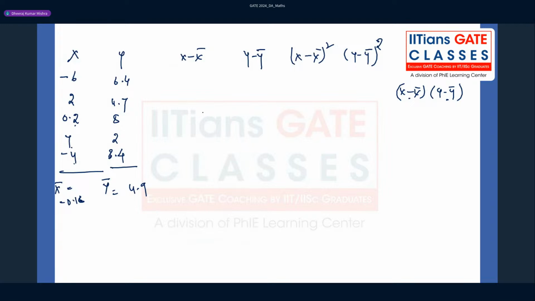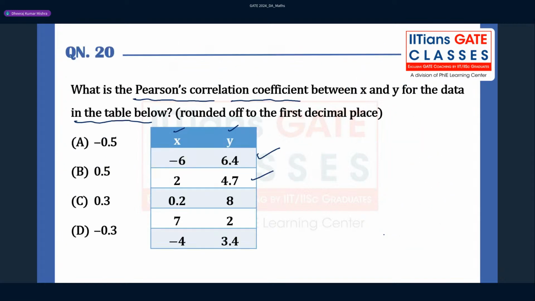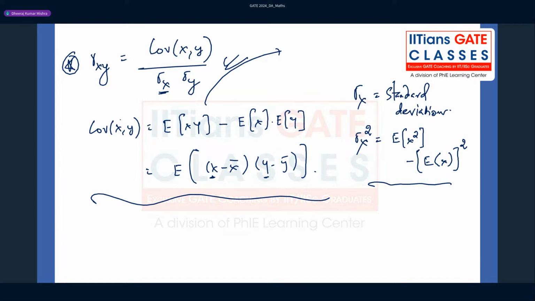So please, you have to do like this. You have to solve this, and then you find this value. How will you find this value? You can just find this and this, and then take the product, write it here, and then you can find the expectation of x minus x bar and y minus y bar. Without spending much time here, we can move ahead to the next question. I have just given you the theory behind this. Remember this formula: Rxy equals covariance of x comma y upon the standard deviations.